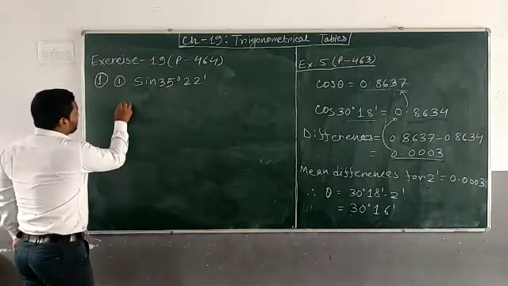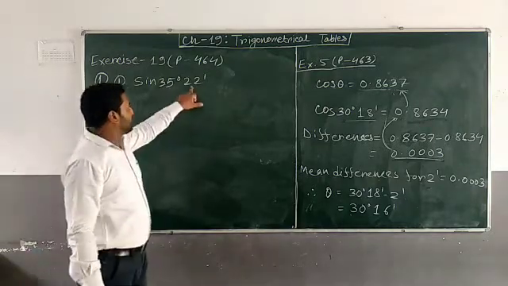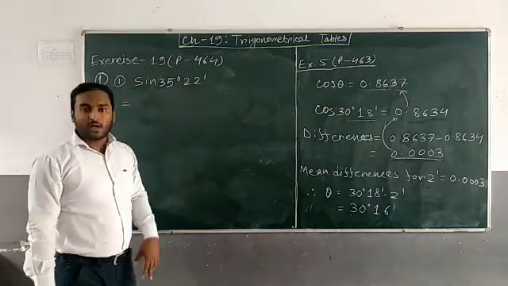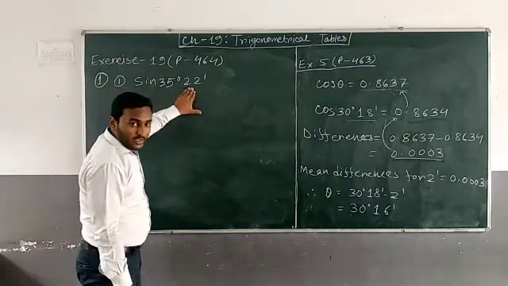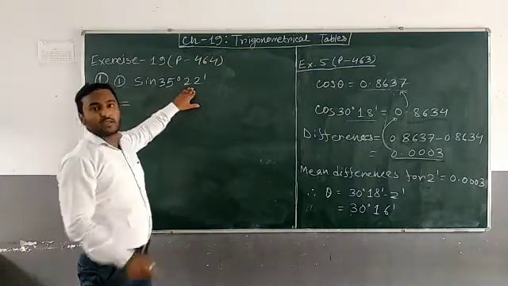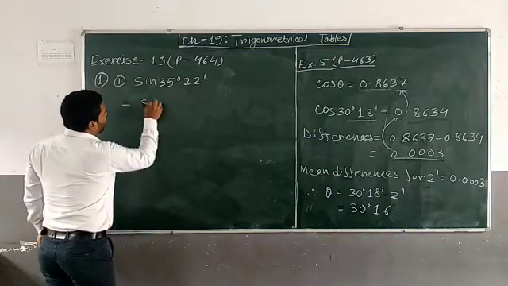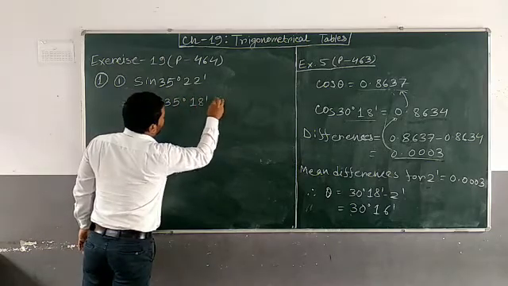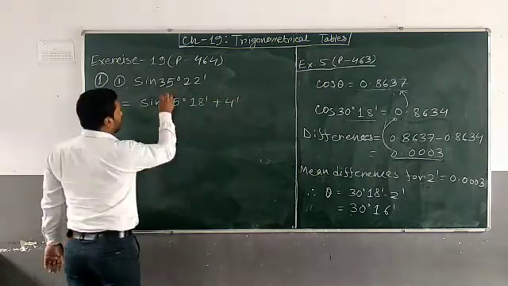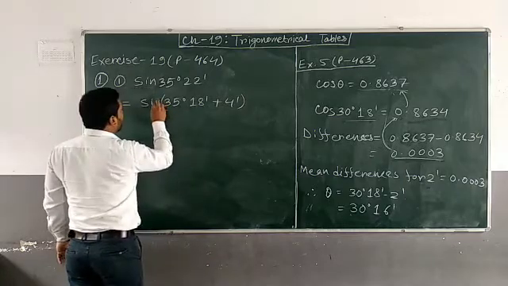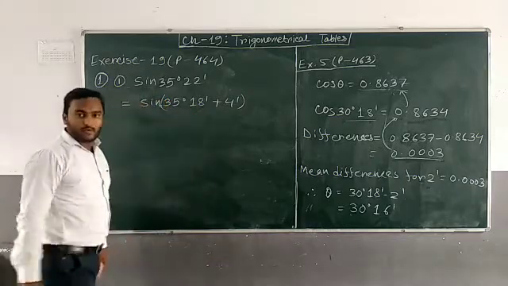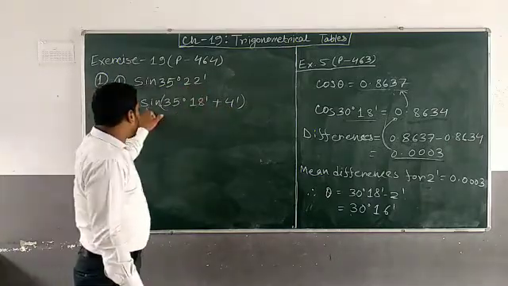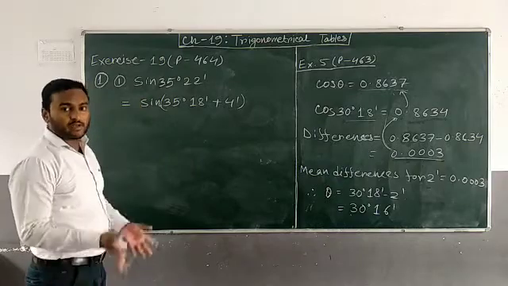At first you have to see whether this is a multiple of 6 or not. 22 is not a multiple of 6, so you have to write this in the form of a multiple of 6 plus something. So we will write sine 35 degree 18 minutes plus 4 minutes. You can write that because 18 is a multiple of 6, plus 4, so 18 plus 4 is again 22 minutes. Now we will find the value of sine 35 degree 18 minutes first.